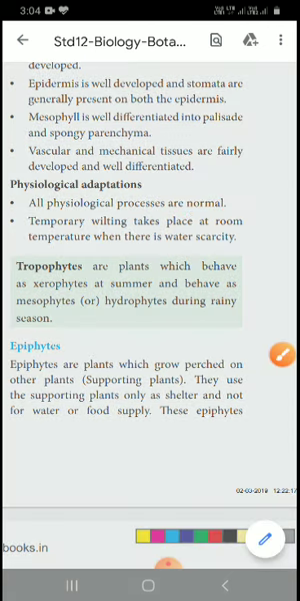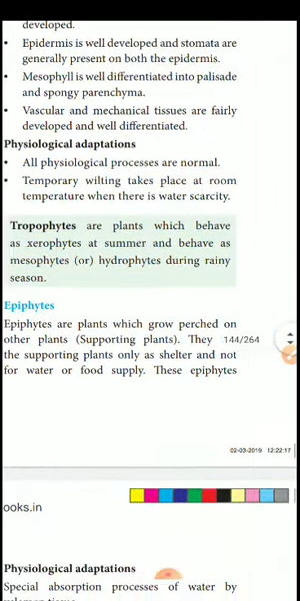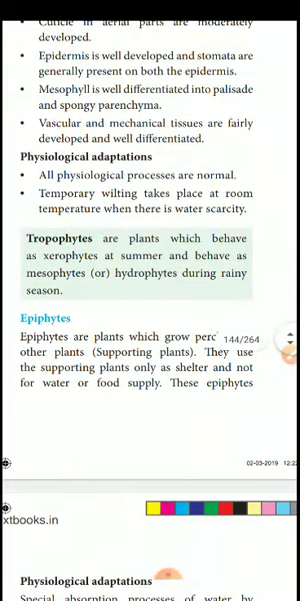Okay, next tropophytes. What do we mean by tropophytes? They are plants which behave as xerophytes in summer and as mesophytes or hydrophytes during the rainy season. So they change their characters. That type of plant we call tropophytes. In summer they act like xerophytes, and they change to mesophytes and hydrophytes in the rainy season. This type of plant we call tropophytes.